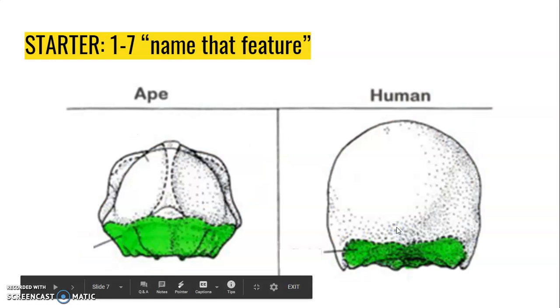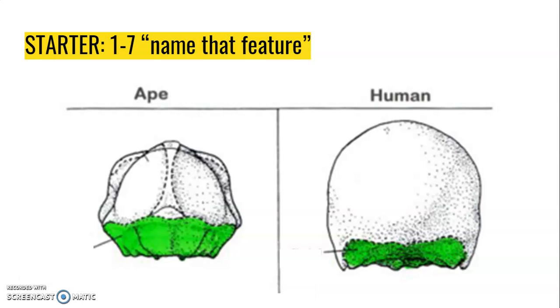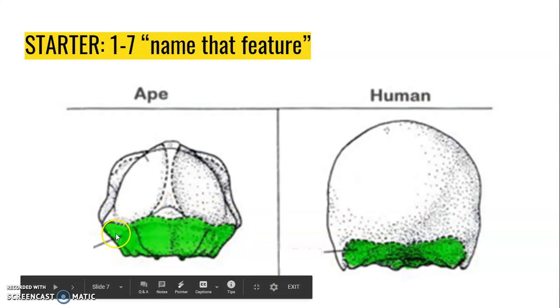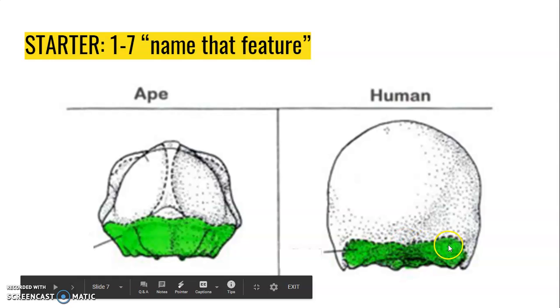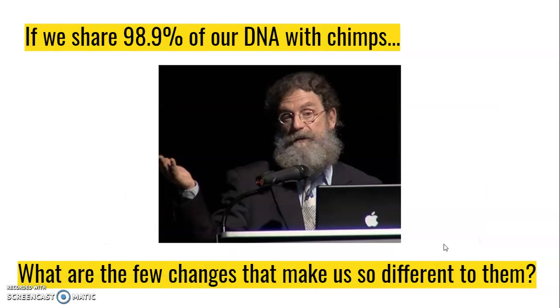Last one, nuchal crest. This is basically the lumpy piece of bone at the back of your neck to which your neck muscles attach. Thinking about the effort it takes us to hold our head up versus that of a quadruped, which is constantly lifting their head against the force of gravity, it requires a lot more muscular support, so a thicker piece of bone to which those muscles can attach. But also the expansion of our cranium would have taken up a lot of that lumpy space as well.